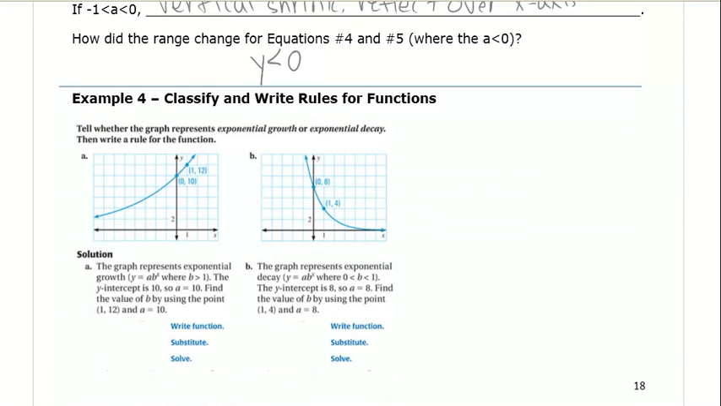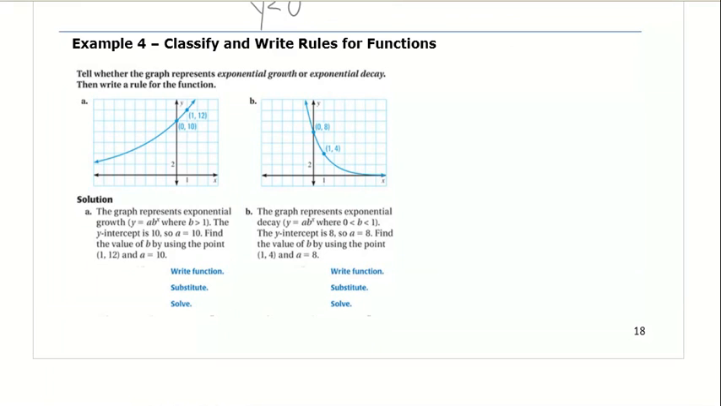Okay, and last example. Some more writing rules for functions, but this time we're using a graph. First of all, we want to know if it's growth or decay. Since this one is starting low and getting bigger, that's going to be a growth, which says in your notes. So we know it's going to be y equals a times b to the x. That's just the general form for exponential functions.